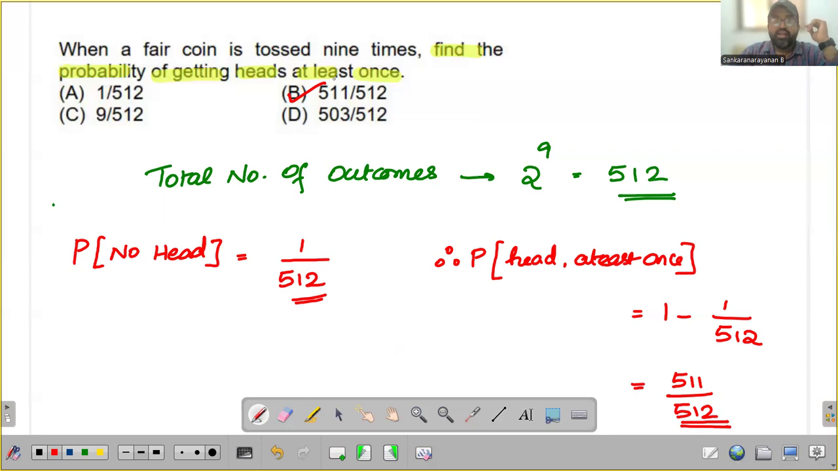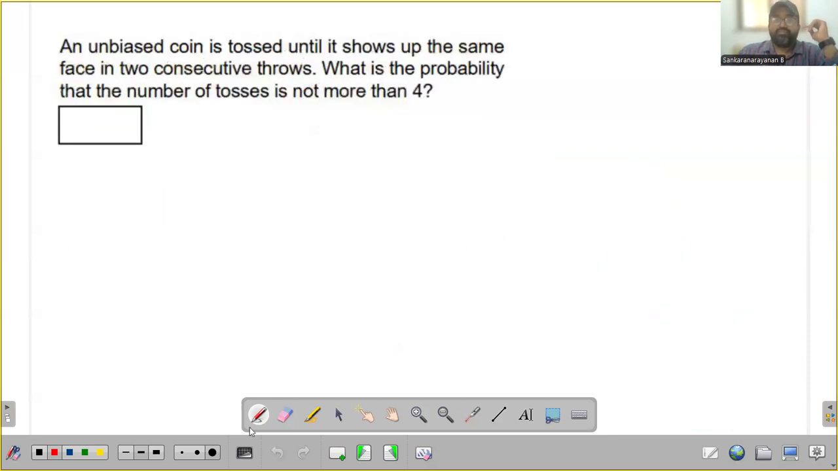Okay, now let's move on to the next question. This is a very interesting question. An unbiased coin is tossed until it shows up the same face in 2 consecutive throws. What is the probability that the number of tosses is not more than 4, which means you can go up to 4 tosses, but it's not exceeding 4. What is the probability that you are going to get?